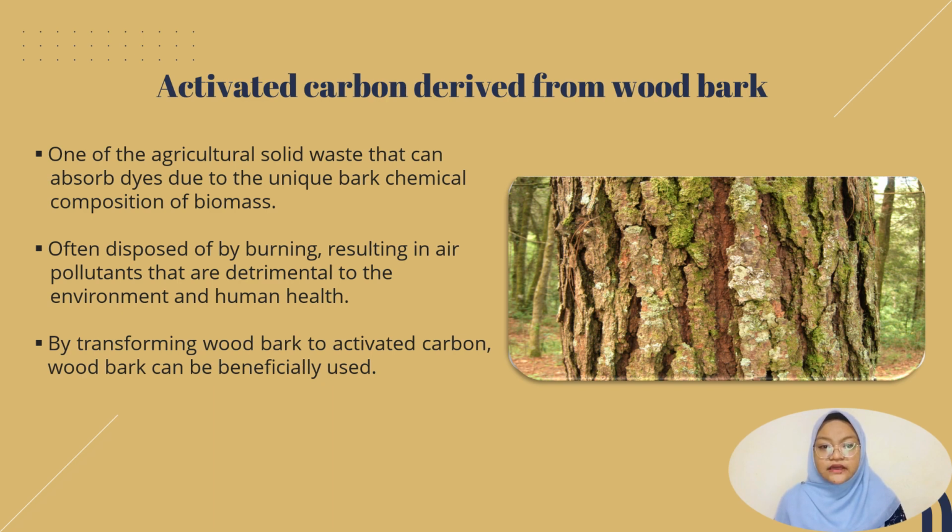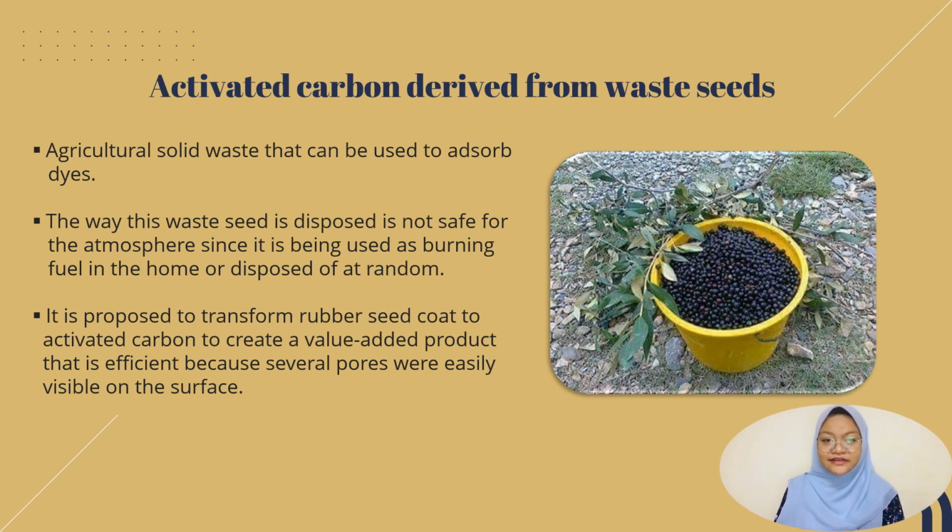By transforming wood bulk to activated carbon, which can be used to remove Eriochrome Black T (EBT) dye from the solution, wood bulk can be beneficially used. Waste seeds are another agricultural solid waste that can be used to absorb dyes. The way this waste is disposed of is not safe for the atmosphere, since it is being used as burning fuel in the home or disposed of at random.